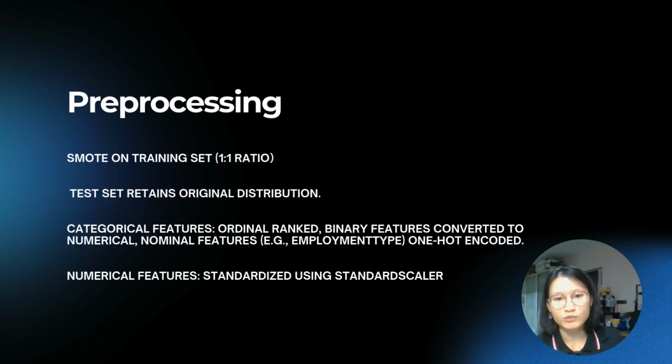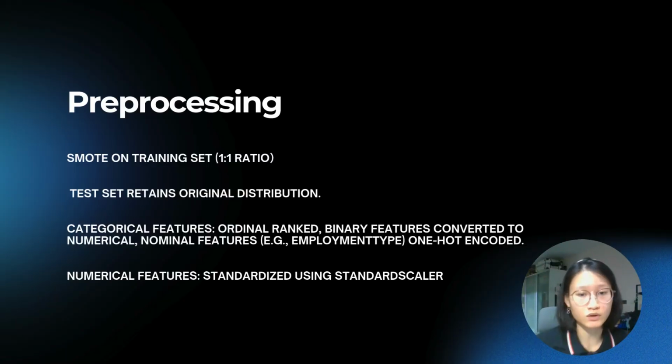Now let's talk about pre-processing. To address this class imbalance, we apply SMOTE on the training set, balancing it to a one-to-one ratio of default to non-defaults, while keeping the test set in its original distribution to reflect real-world conditions.